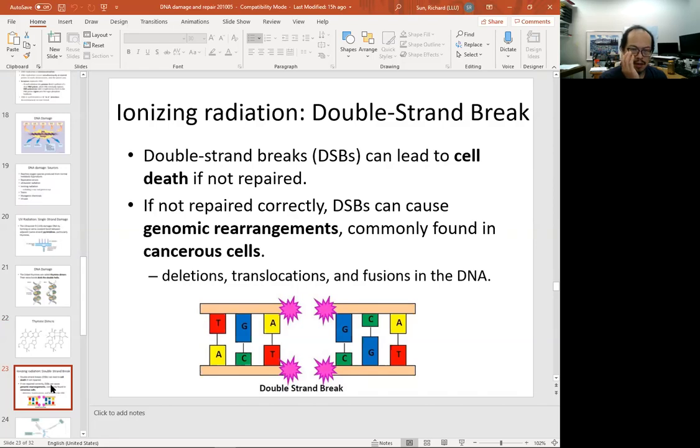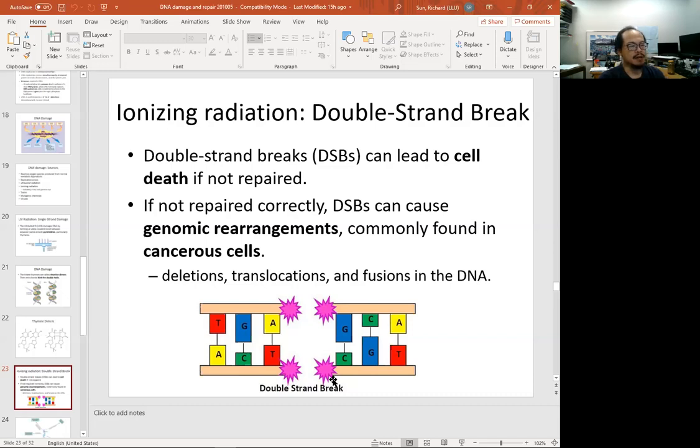If the radiation is stronger, it will break the double strand. So the typical one is the ionizing radiation. It will break this double strand. To break the double strand, basically it breaks the sugar phosphate backbone. This is the sugar phosphate backbone. And the repair is to mend this sugar phosphate backbone. So it's possible to replace it, repair it.